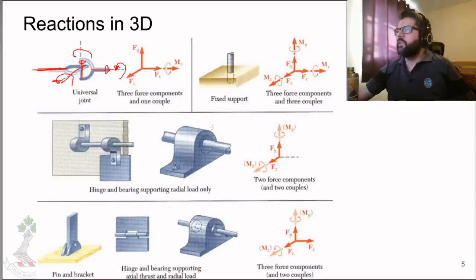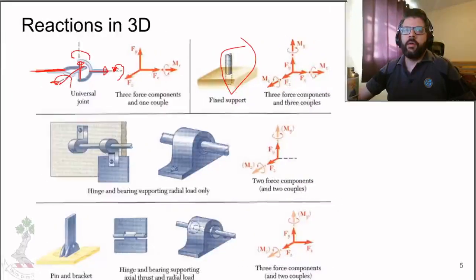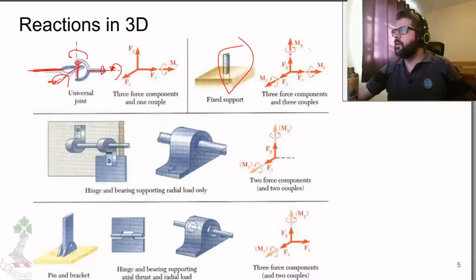A fixed support obviously prevents all movement, so it is going to have a reaction in all of our possible ways that thing could move.